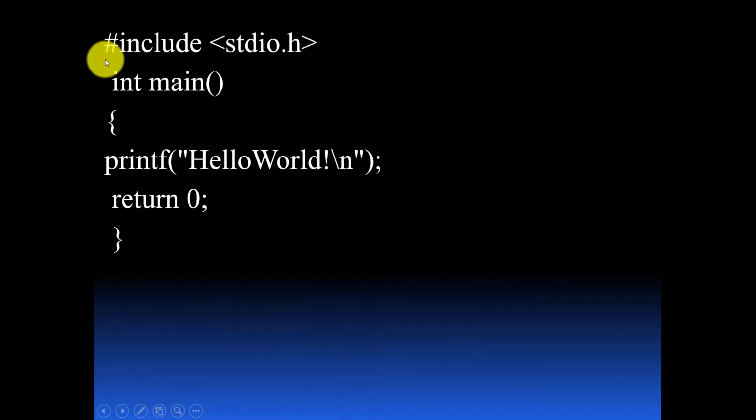Now this is the first program. Here we are going to print the simple hello world. At the first line, hash include stdio.h. Then this is the first function, int main. This is the opening curly bracket, printf hello world slash n, return 0, and the curly bracket is closed.